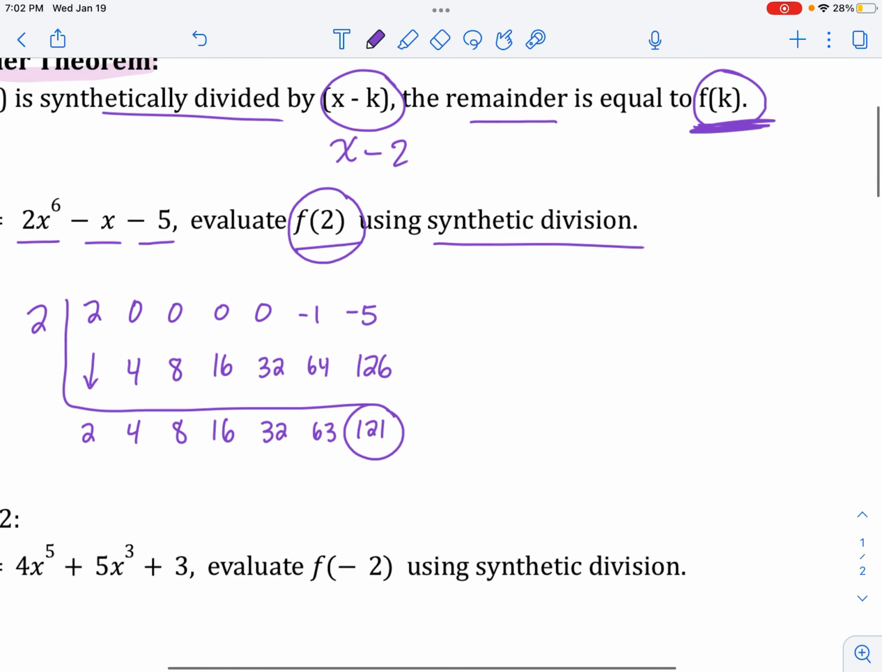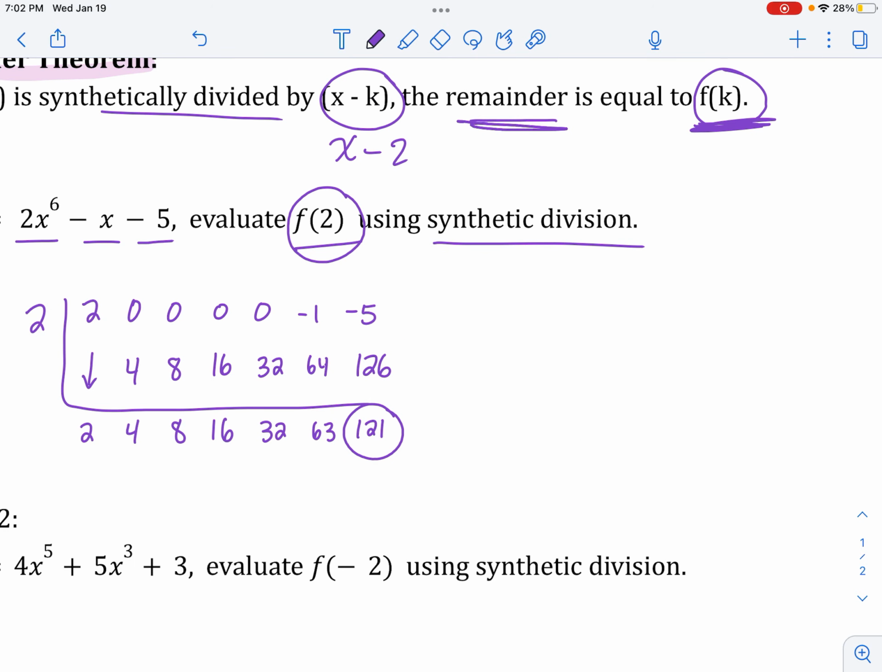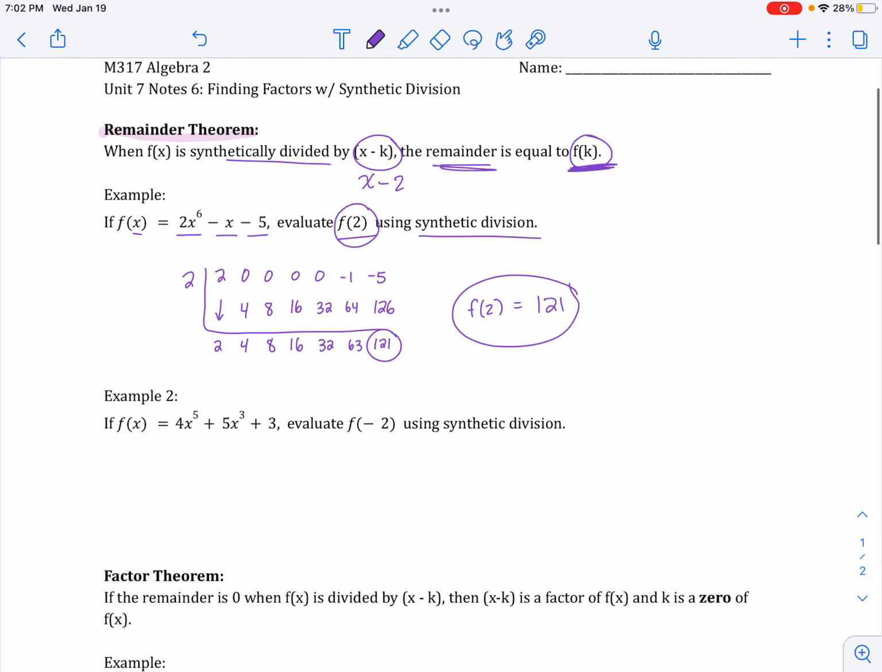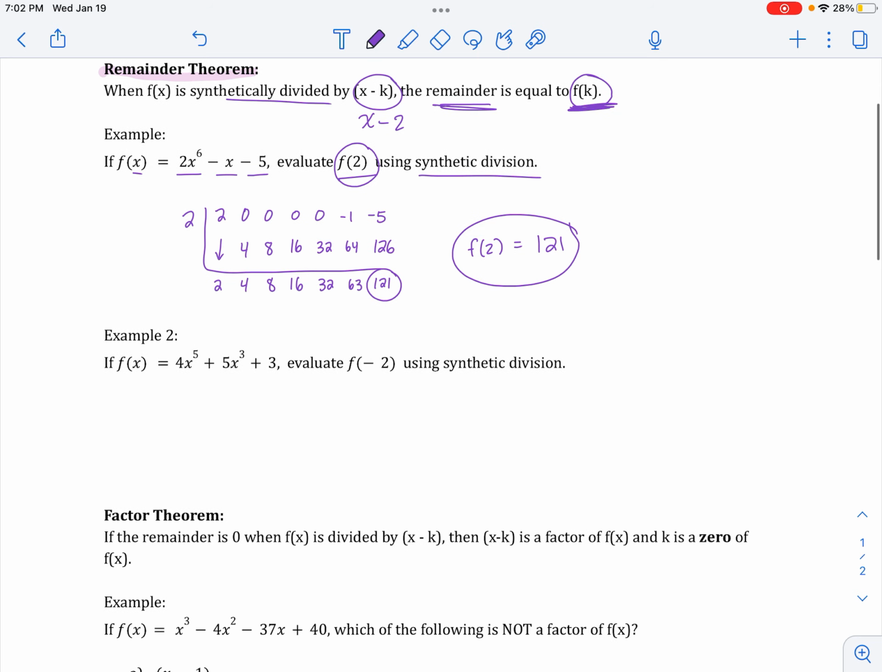That means what I just circled is my remainder. And they told me my remainder is my answer. So my answer is f of 2. That's what they want me to find. It's actually equal to 121. The same thing would be true if I plugged in 2 for x. All right, so that is my first example.